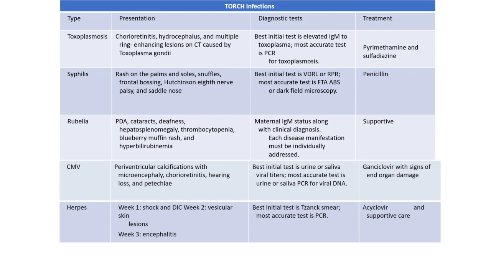The last one is herpes. We have week 1, shock and DIC, week 2, vesicular skin lesions, week 3, encephalitis. This is the clinical presentation. The best initial test is Tzanck smear, and the most accurate test is PCR. The treatment is with acyclovir and supportive care. Let's go to the next slide, which is slide number 9.